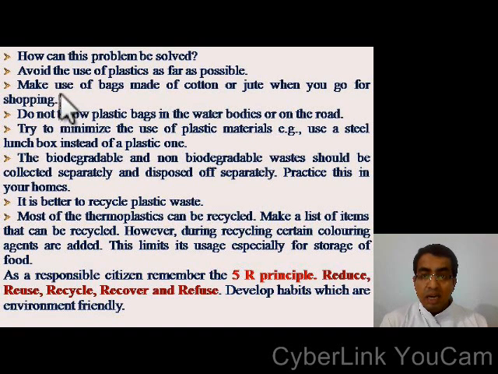See, avoid the use of plastics as far as possible. Make use of bags made of cotton or jute when you go for shopping. Do not throw plastic bags in the water bodies or on the road. Try to minimize the use of plastic materials. The biodegradable and non-biodegradable waste should be collected separately and disposed of separately. Better to recycle plastic waste.